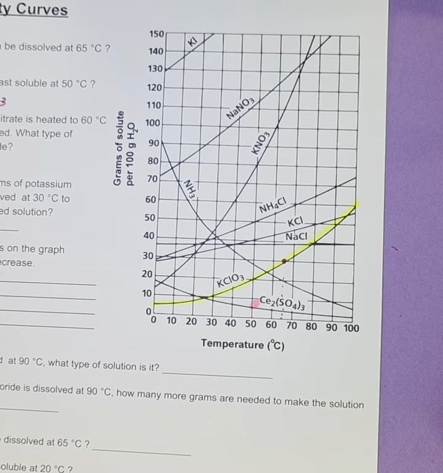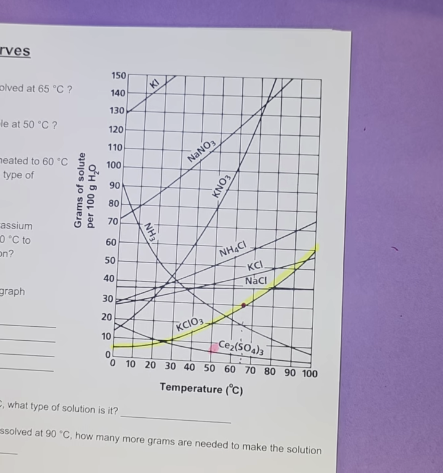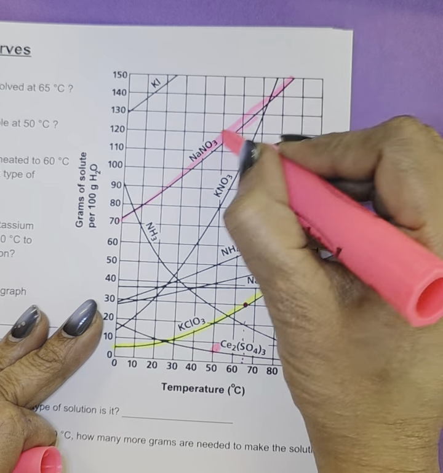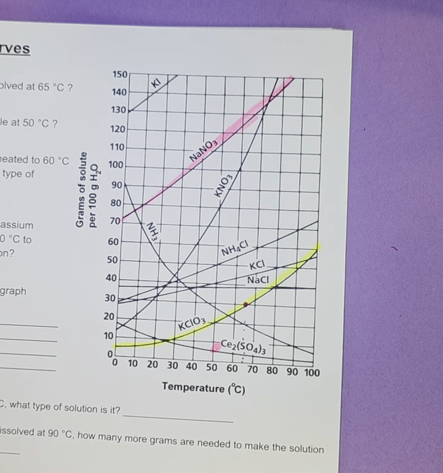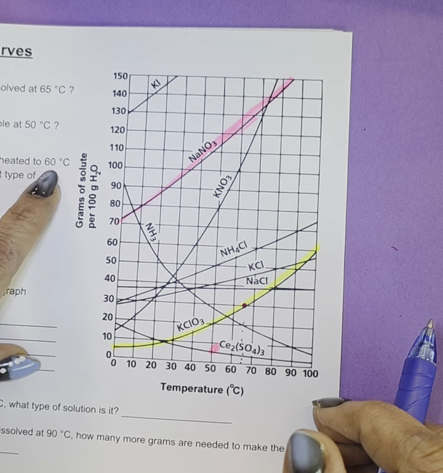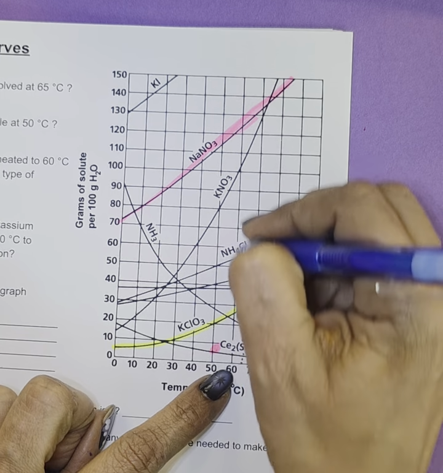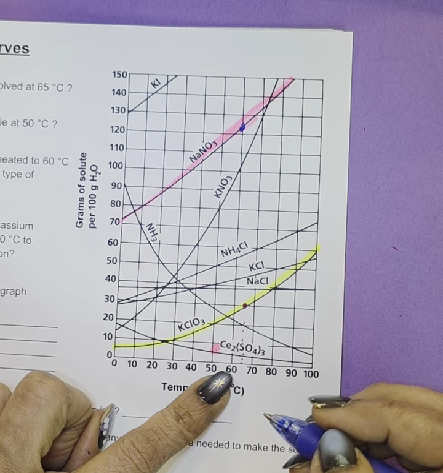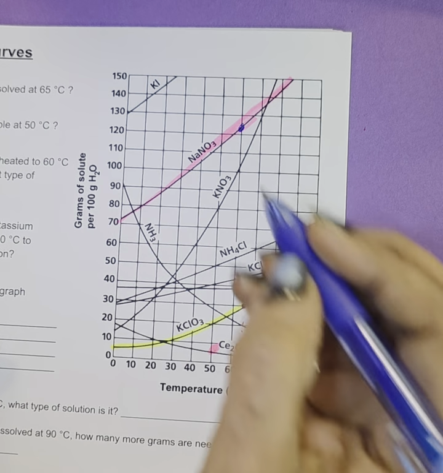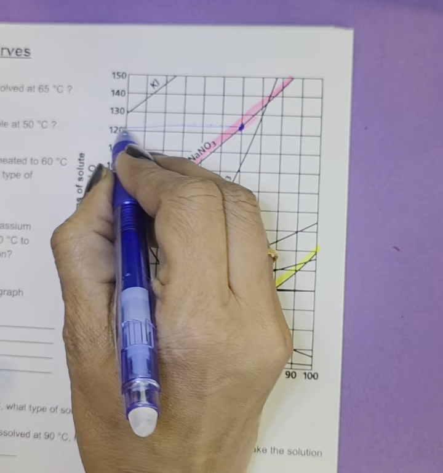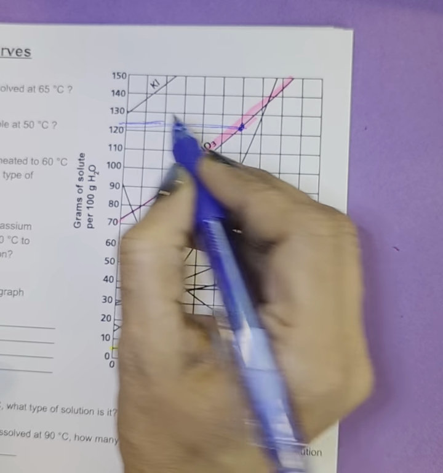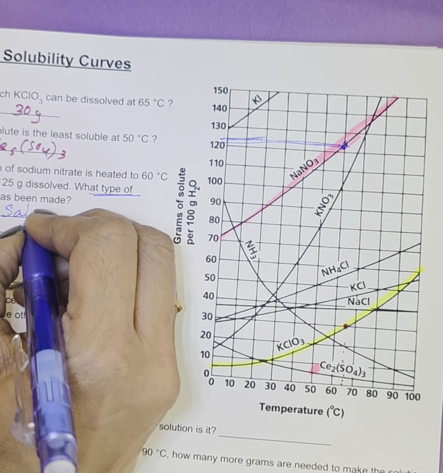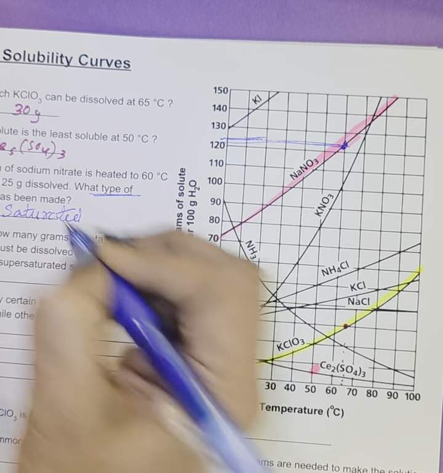Okay, let's do the next one. Sodium nitrate. I'm going to find the line for sodium nitrate. This is sodium nitrate. If you don't know ionic compounds, again there is a problem. Always remember the polyatomic ions. Okay? At 60 degrees Celsius, I'm going up to 60 degrees Celsius. Find the point where it meets the curve of sodium nitrate. 125 is dissolved already. We need how much? 125. So it is right on the line. What type of solution is that? Saturated. Right on the line, which will be saturated.